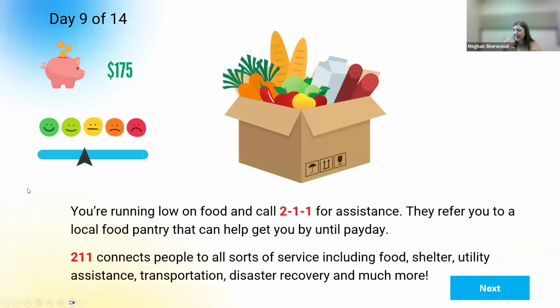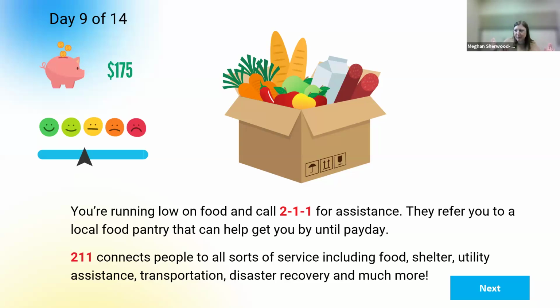Okay, you're running low on food, and someone that you work with has told you about 211. Josh had mentioned 211. So we all know about 211 now, but now the Thompson family knows about 211. So they learned about 211, and 211 has then referred the Thompsons to a local food pantry that can help them get by until payday. So that has really helped them to be able to offset some of those costs in their budget related to food.